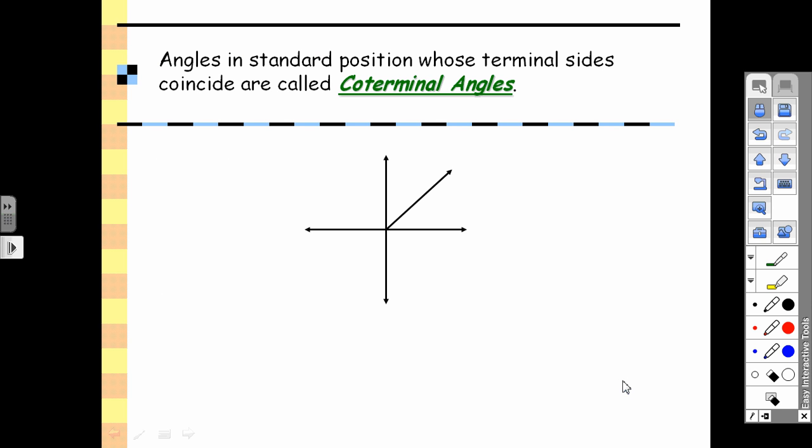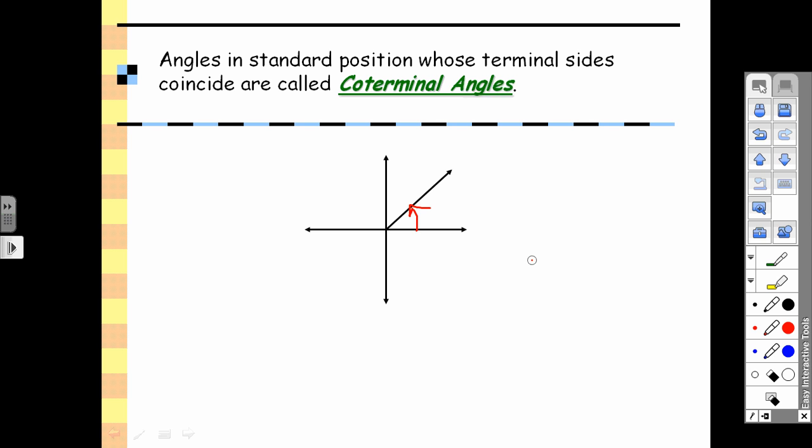All right, so we can have angles that are in standard position whose terminal sides coincide, which means they lie on top of each other, or they share the same side. And those are called coterminal angles. So for example, what I've drawn here, I have this ray, and you look at this ray, probably thinking maybe this angle is a 45-degree angle, which, sure, that could be correct. I have an angle right here starting in the standard position.